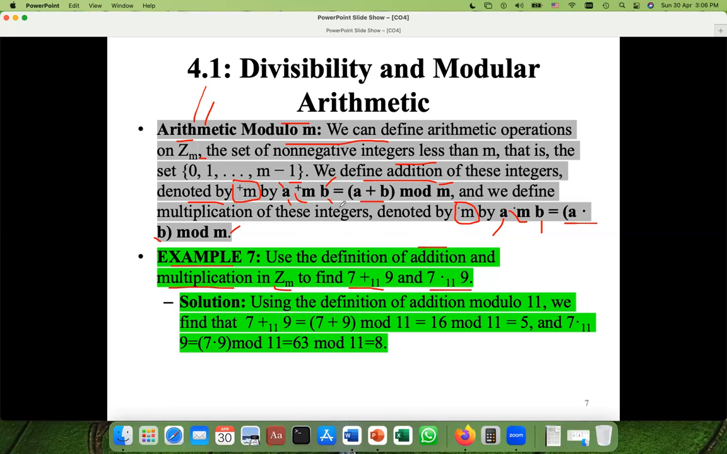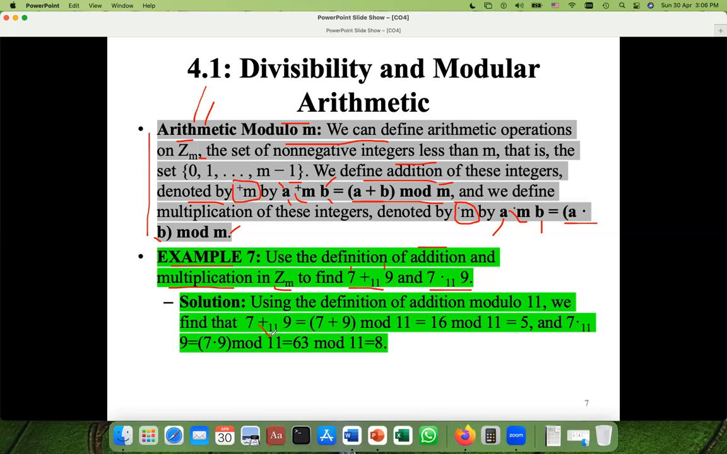And then how can you do that? By looking at the right hand side, you can find them. So here you have 7 plus 9, a and b. So add them, 16, and divide by 11. So as you can see, using the definition here, we have the definition of the addition and multiplication. So we can represent 7 plus 11 9.